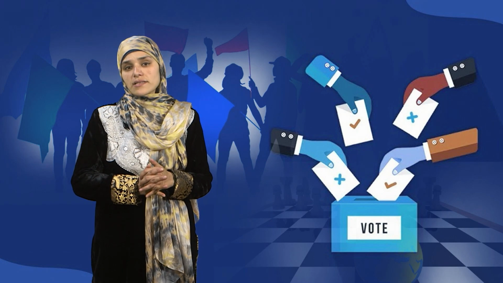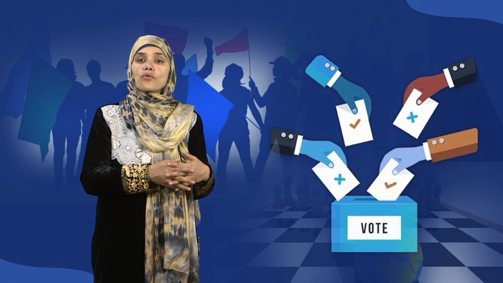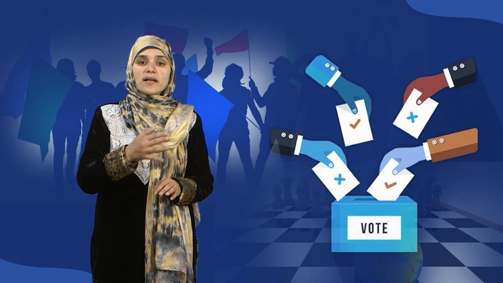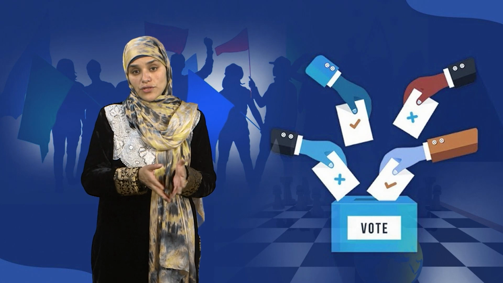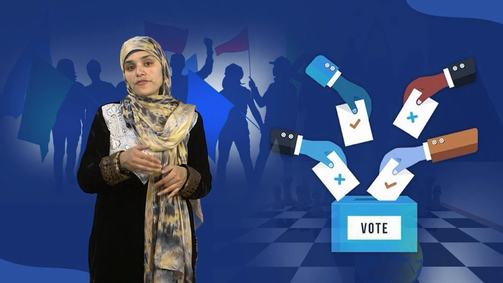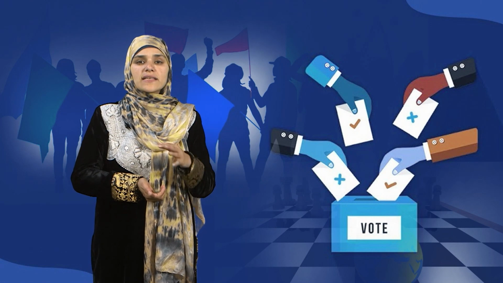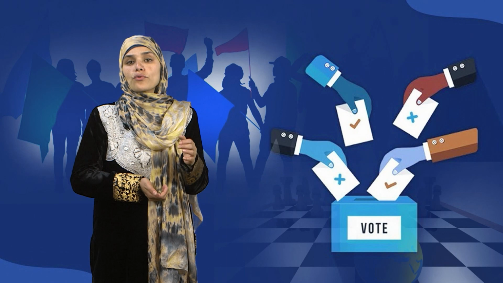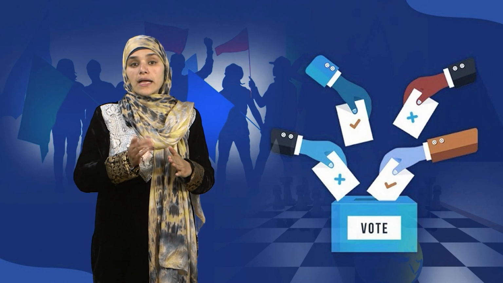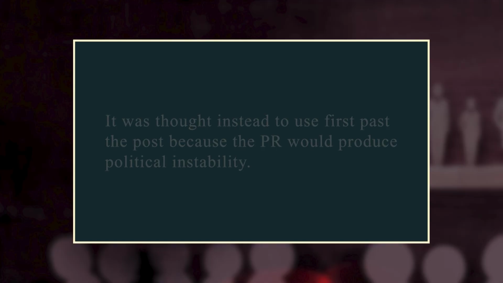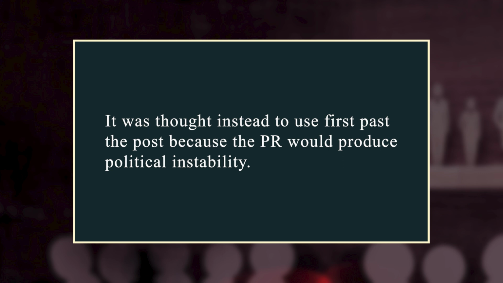Unlike majoritarian systems such as the alternative vote and the two-round system, wherein to win a candidate must gain an absolute majority of votes, that is over 50% or 50% plus 1, the single member first past the post has an advantage of simplicity over both, whereas the disadvantage of the two-round system is the need for a second ballot shortly after the first. It was thought instead to use first past the post because proportional representation would produce political instability.